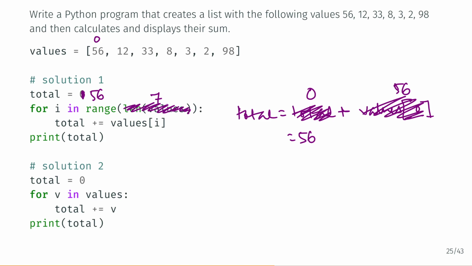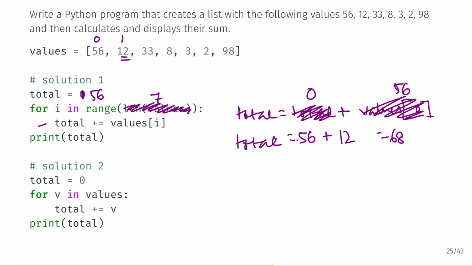Now in the second iteration, for i equals 1, which is this one, you again say total equals total plus values i. So total equals 56 plus values 1, which is 12. So 56 plus 12, the new total, is 68. That's the new value of total.